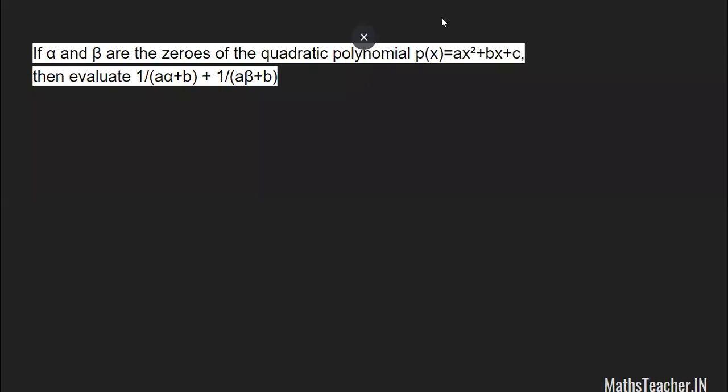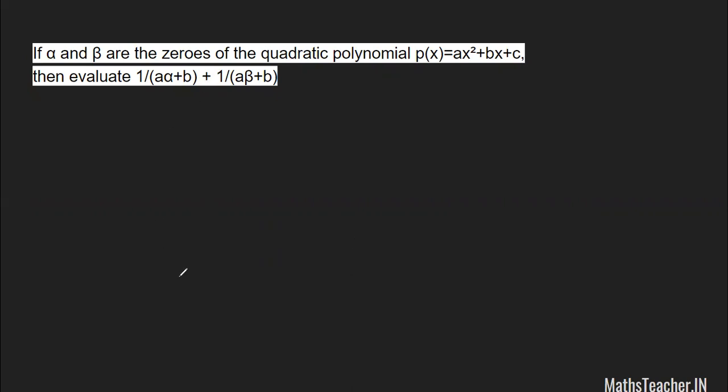Hello. So here we are having a question. So let's do it. They are saying if alpha and beta are the zeros of the quadratic polynomial p(x) = ax² + bx + c, then we have to evaluate the value of 1 upon (a alpha plus b) plus 1 upon (a beta plus b).